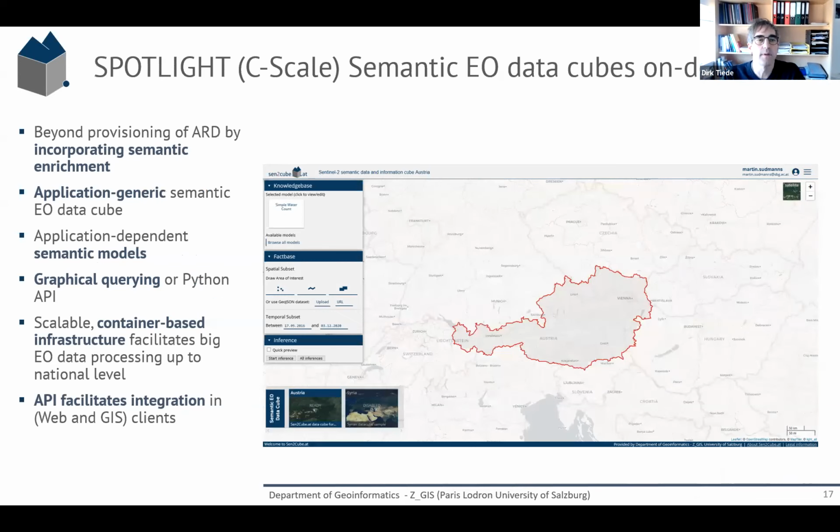Okay, now coming to the Spotlight C-scale work we are doing. At the moment, we have that interface and we have some fact bases or cubes attached to it. But also, as Guido mentioned before, it would be great to make that more dynamic.